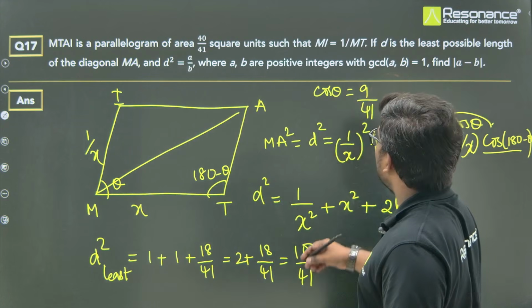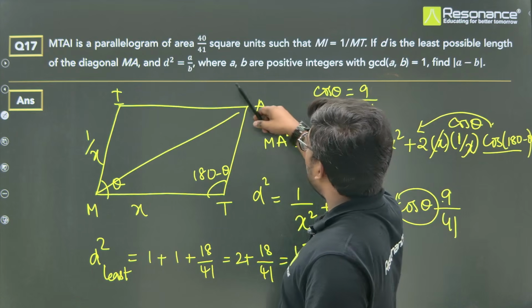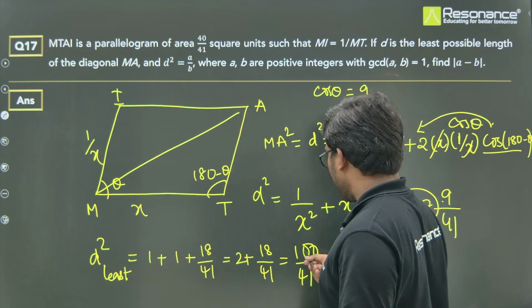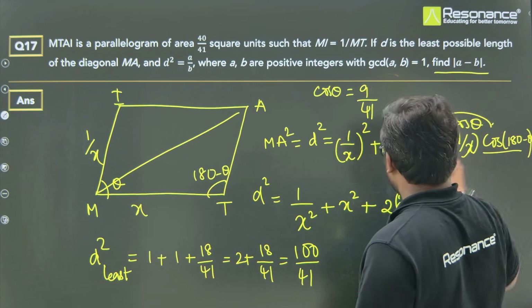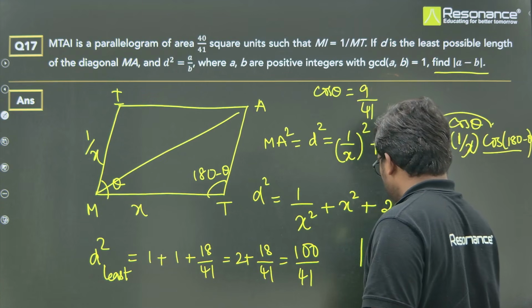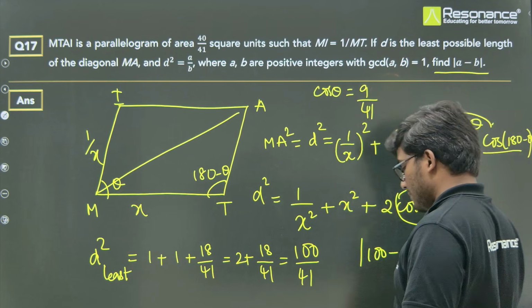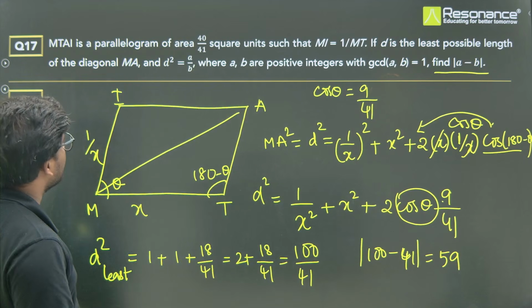Now, the least possible length of the diagonal, d square, is a by b. So d square's least possible length is 100 by 41. They're asking us to find mod a minus b. So mod 100 minus 41 is 59. Right? Yeah, so this is how we go for this question.